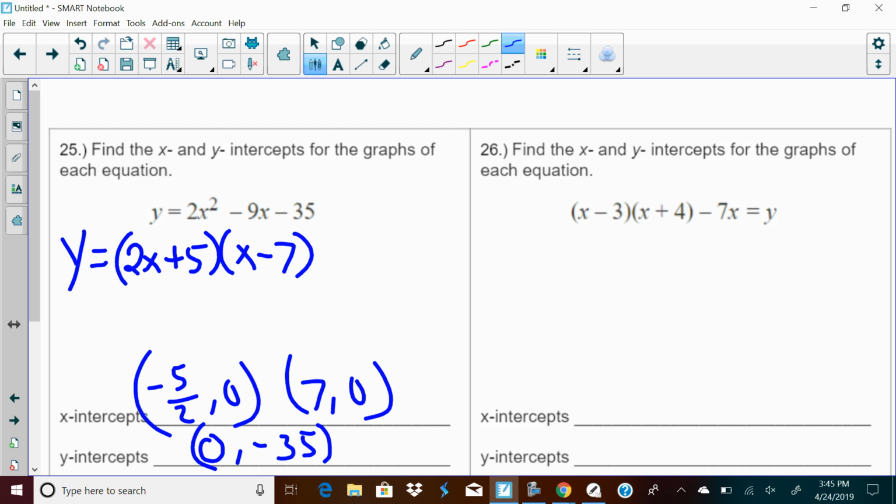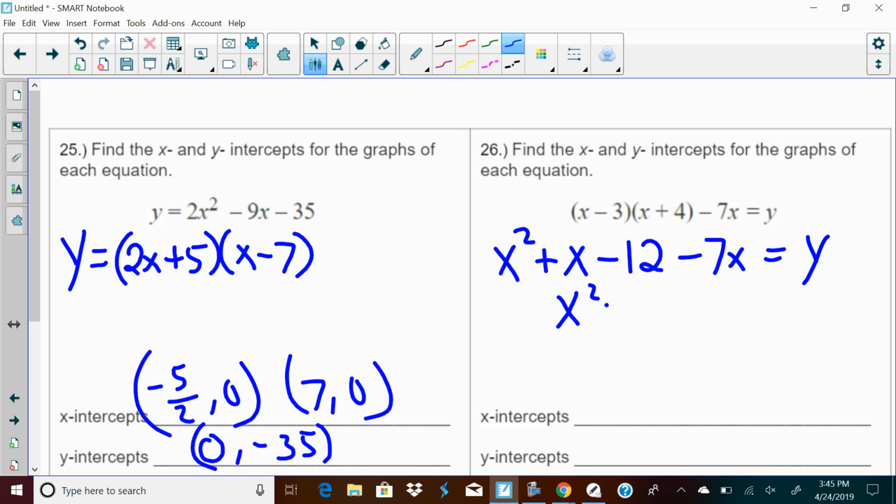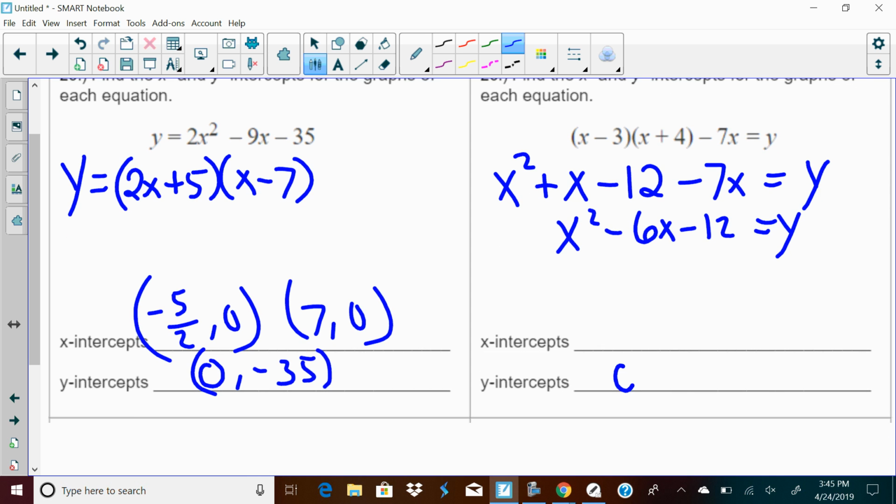So for 26, in order to find the y-intercept, I'm going to plug in 0 and see what I get. Or actually, I'll multiply it out first. If I do an area model for (x - 3)(x + 4), I get x squared, negative 3x, 4x, and negative 12, and then minus 7x equals y. Simplifying, I end up with x squared minus 6x minus 12 equals y. So my y-intercept is negative 12.